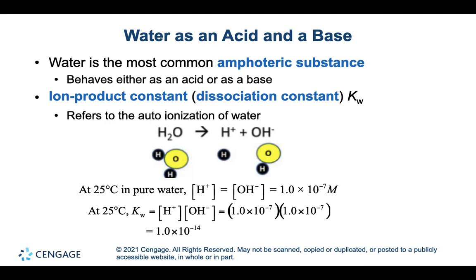So we have a term for that. When a molecule or ion can either donate or accept H plus, we call it amphoteric. It just means that it's got that double ability to either be an acid or a base.